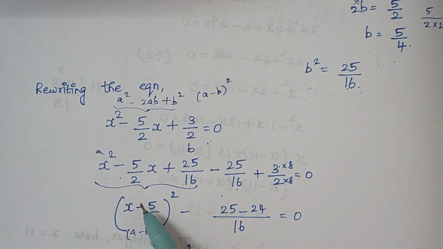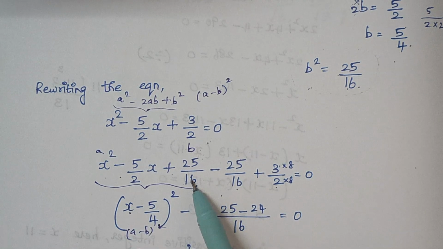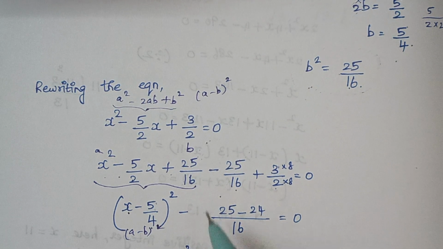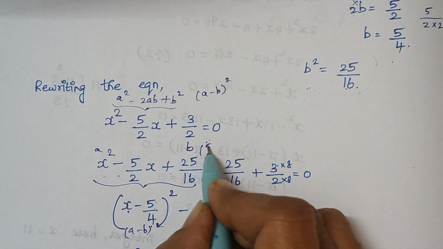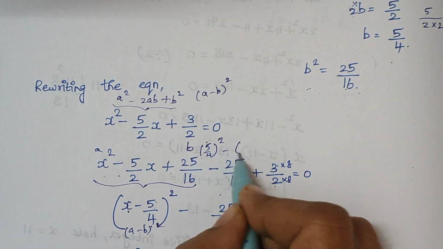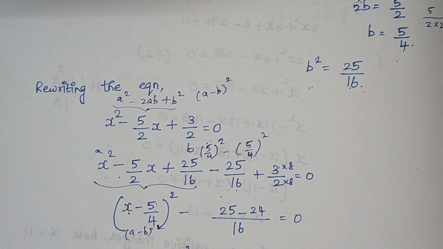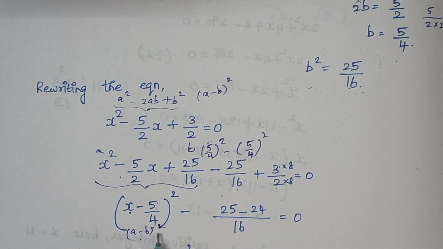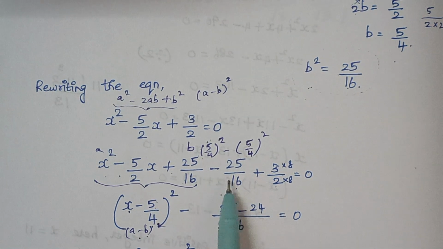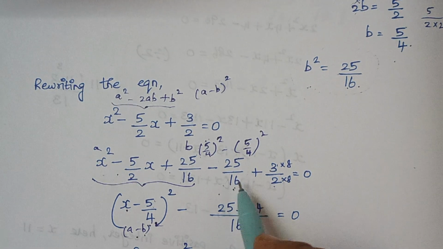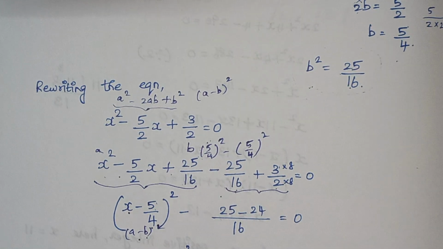So in the place of a I am having x, and in the place of b I am having 5 by 4. Or if you have any doubt, you can just write this equation as 5 by 4 whole square minus 5 by 4 whole square. Okay, anyway it is correct. So this is (x minus 5 by 4) whole square minus, I am having this term, minus 25 by 16 and plus 3 by 2. Now I am going to take LCM for these two terms.